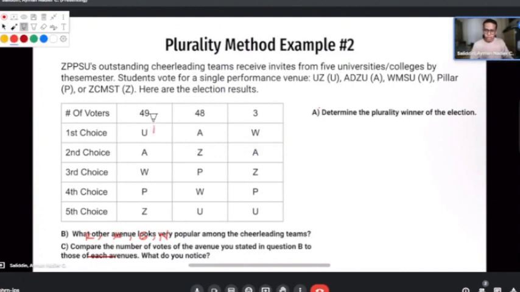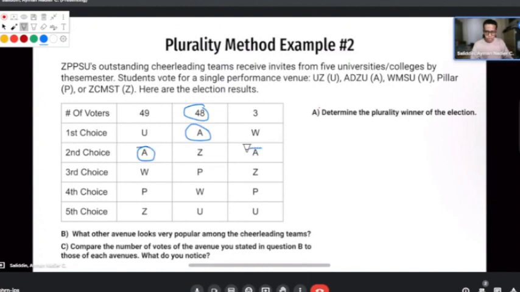So we can see here for U, which is UZ, we have 49 votes, and then for Ateneo we have 48, and lastly for WIMSU we have 3. So the winner of the election here is obviously the highest in the first choice, which is U, or UZ. What other avenue looks very popular among the cheerleading teams? Ateneo is also very popular.